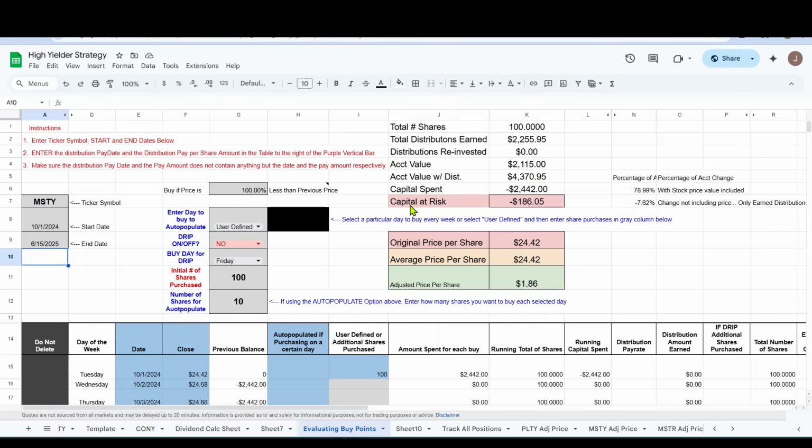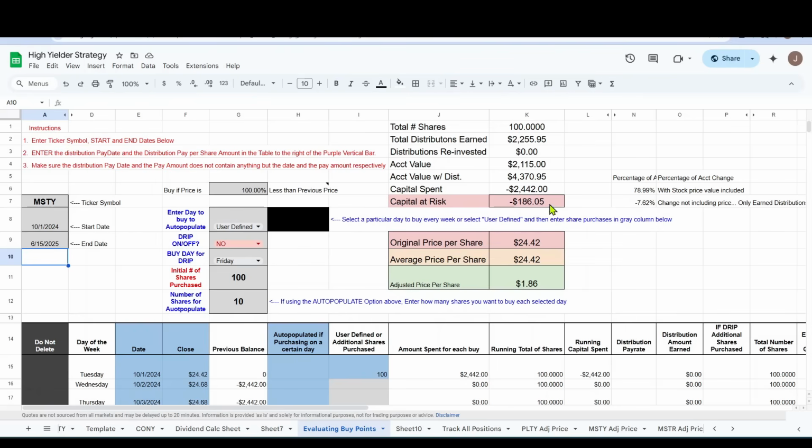Now, the capital at risk, that is the amount that we have spent. All right, so that's how much you spent. And then how much have we earned back? Well, we've earned back our distributions. So that's how much we've gained back out of the account. And take the difference of those two, we would be sitting still at risk of $186.05. And that means that we have almost earned back all of our capital in the way of earning those distributions.